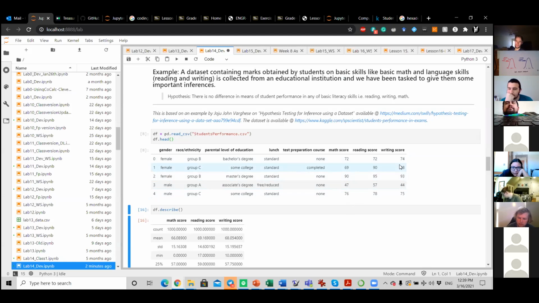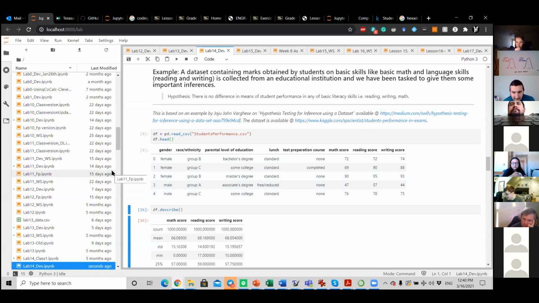What are we trying to do? Exactly, that's my question. The hypothesis that we're given is that there is no difference in means of student performances in any of these grades or scores, and we should provide statistically significant evidence. I would make a distribution of the mean of the math score separate from the reading score, separate from the writing score, and then compare those. Okay, so you want to create 3 sets of numbers and then see whether they are from the same distribution or not. Yeah, it ignores a lot of our data though.